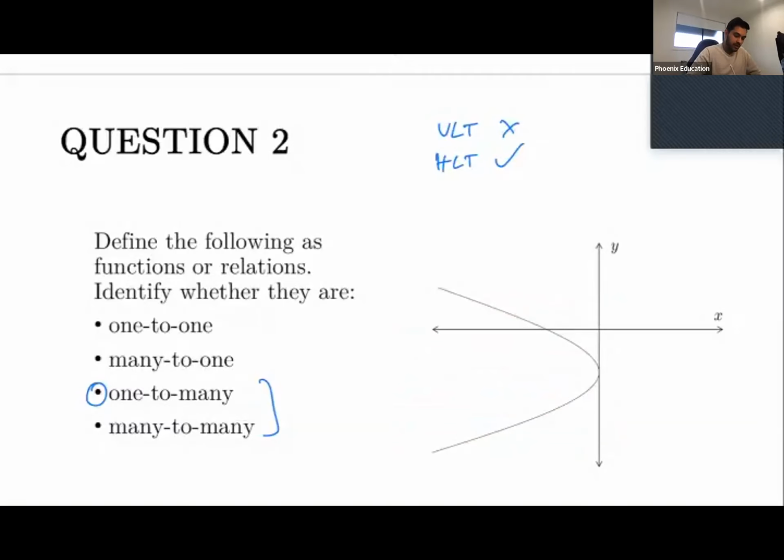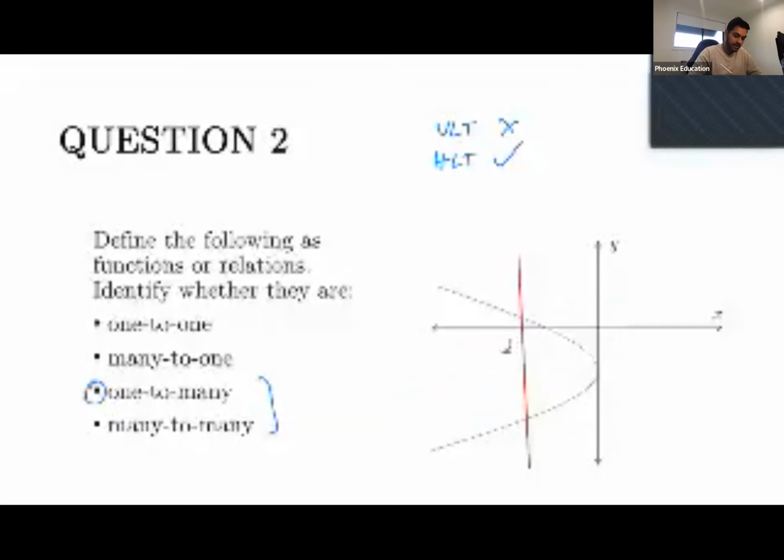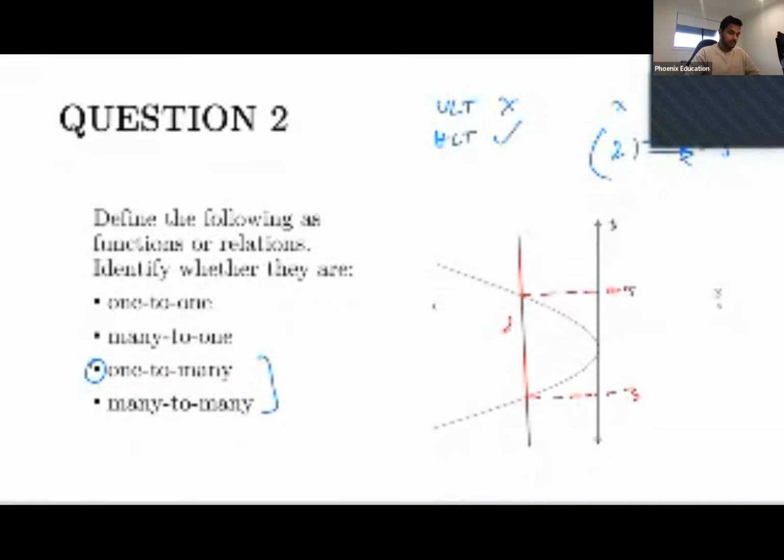Now, if we draw a vertical line here, let's say that this is a value of 2, x is 2, and let's say this is 0.5, and this is, let's say, -3. So what we have here is one x value mapping to multiple y values, okay? And this is why this is a one-to-many. So one x value maps to multiple y values. So it's a one-to-many relation.